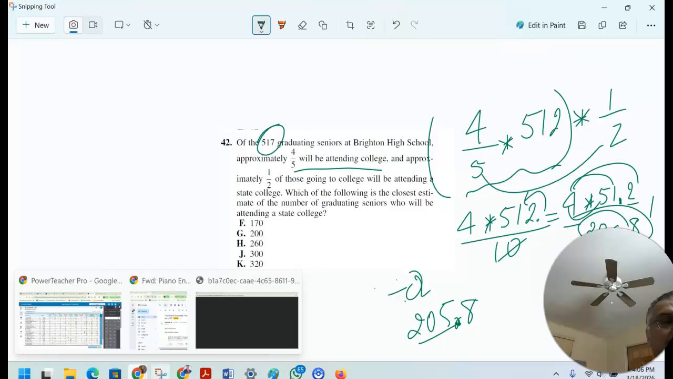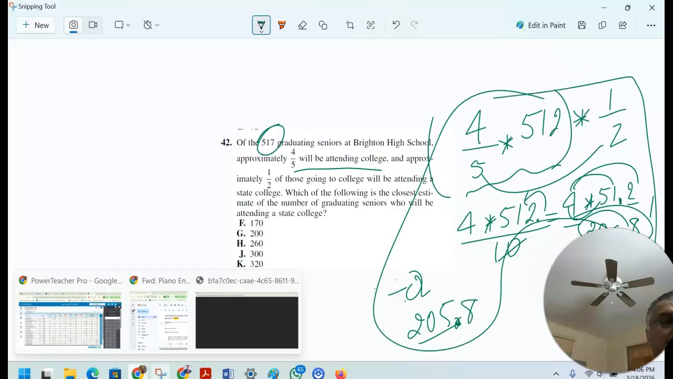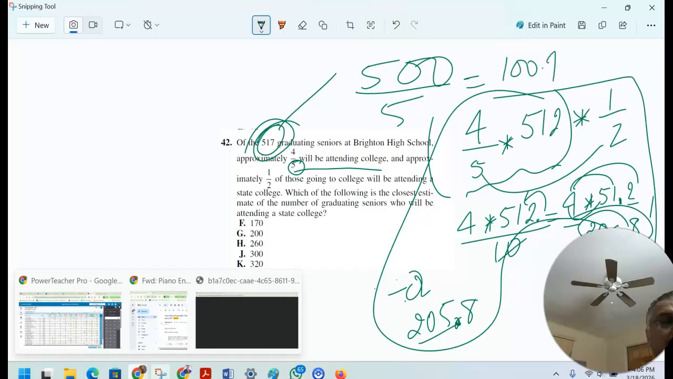Or as I said, the shortcut is an easy way to do it. Instead of doing this, which is too much work, you could directly do the way I showed you. Just assume this is 500 and there is a 4/5. So divide by 5 is 100 and multiply by 4, you get 400, and then divide by 2, you get 200 and you get the answer.